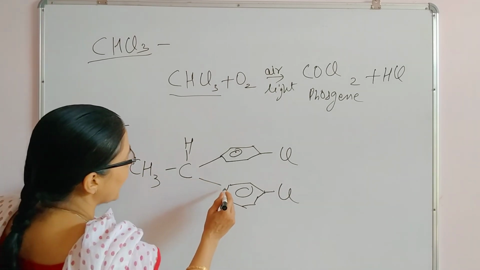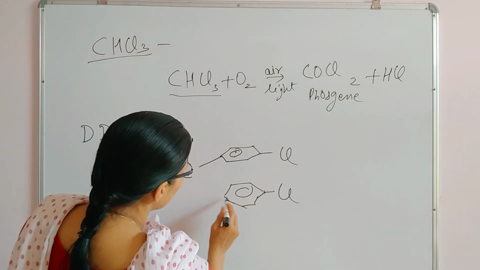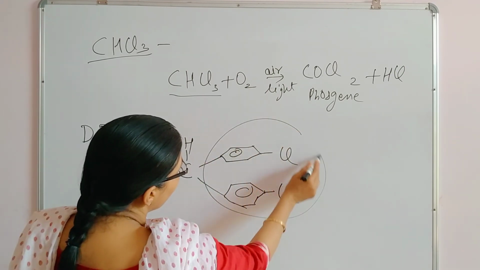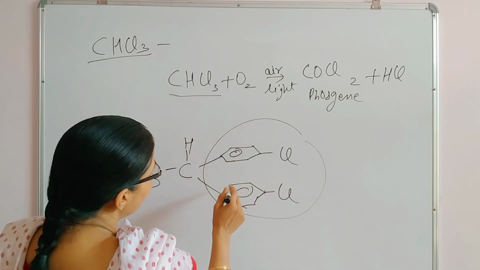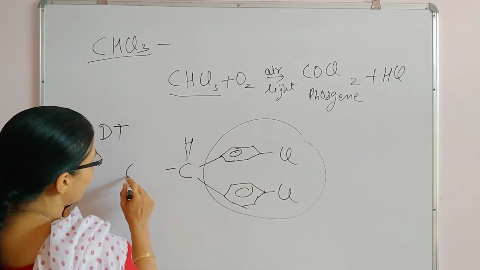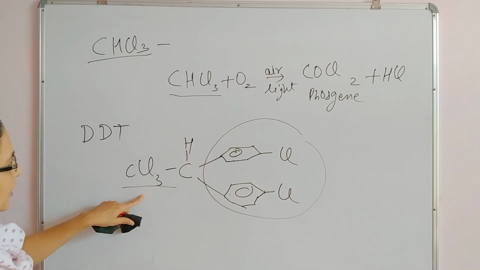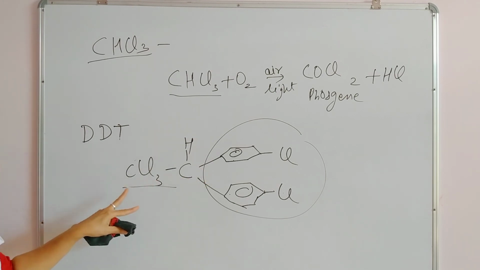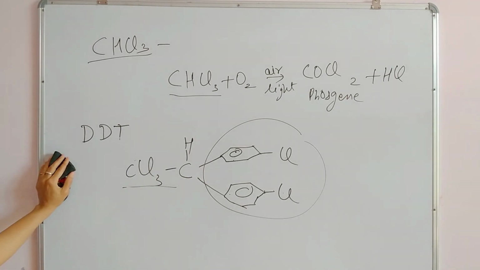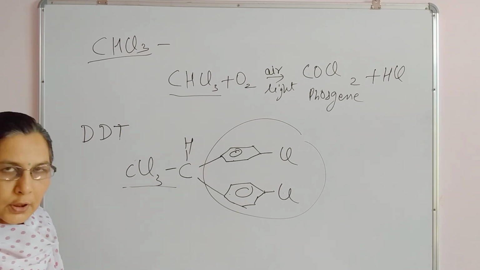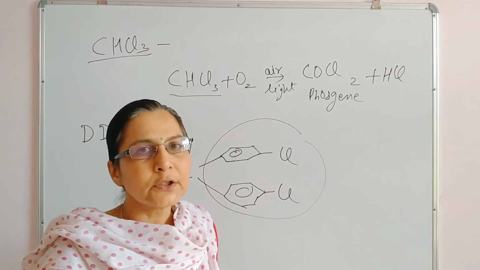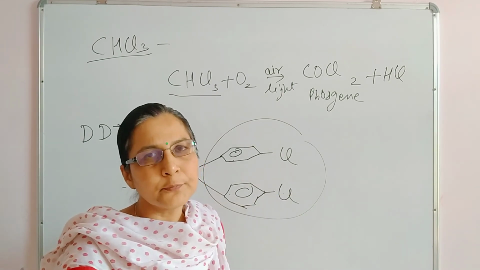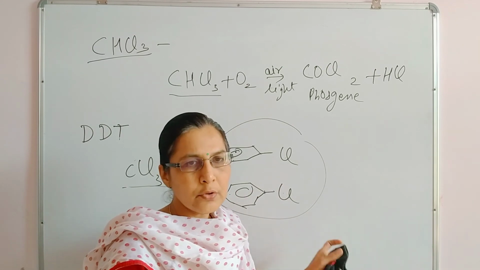Full name is para-dichloro-diphenyl-trichloroethane. Here CCl3. Trichloroethane. First you will draw ethane, then definitely easily you can draw this structure. So this one is DDT. It is a very good insecticide. Still at low scale it is used. At high scale it is harmful. So it is less used nowadays.